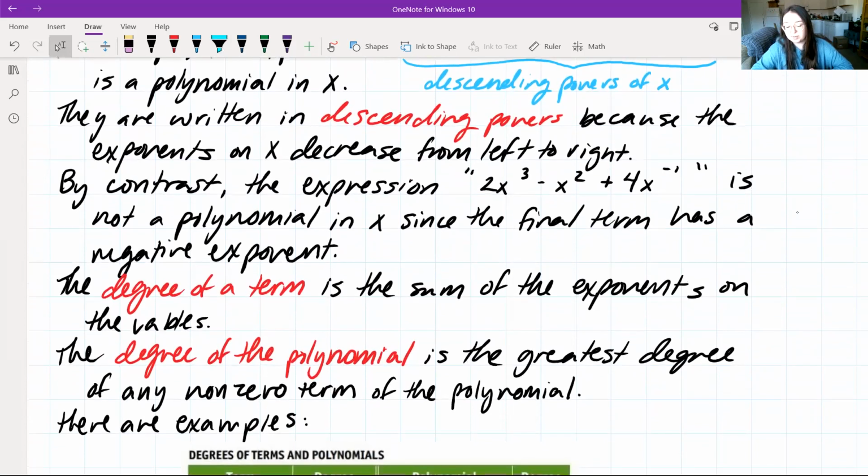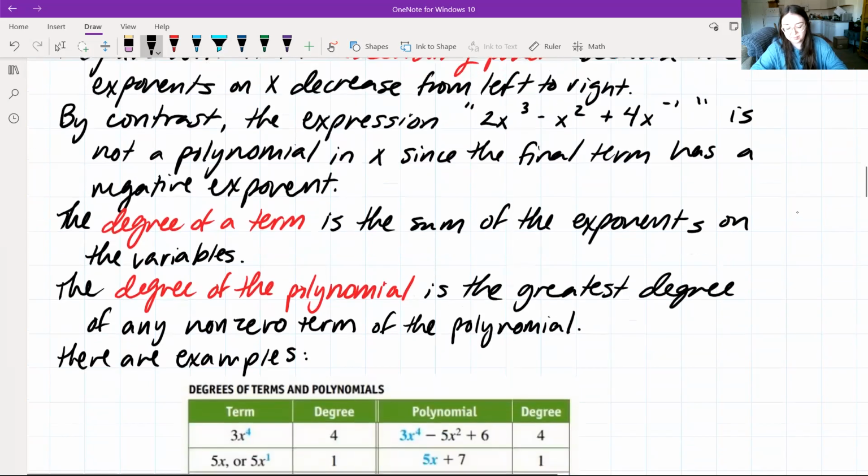So the degree of a term is the sum of the exponents on the variables. I just realized I didn't spell that right at all. Variables. There we go. So that's what the degree of a term would be, the sum of the exponents on all variables. The degree of the polynomial is the greatest degree of any non-zero term of the polynomial.